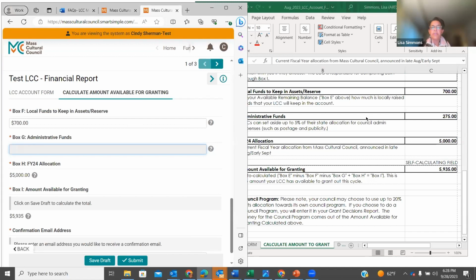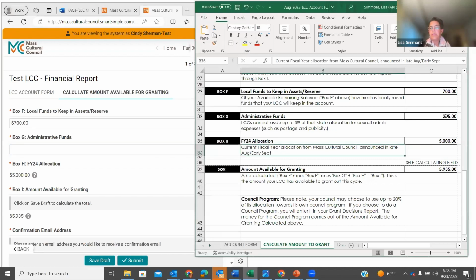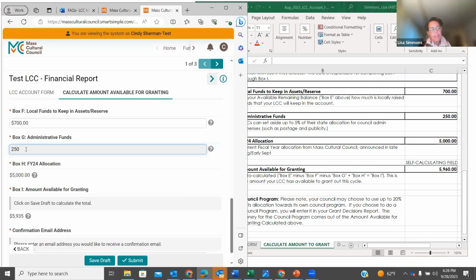Now, each council has the opportunity, I'm going to change this actually back to 250. Each council has the ability to take administrative funds. So this is where you put in your administrative funds. You can take up to 5% of your allocation. So in this case, we are going to take $250 because we might need that money for copies. We might need that money to possibly bring someone on to help us create a logo. So those are the things that you could use your administrative funds for.